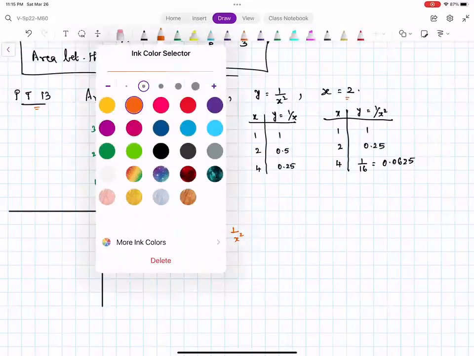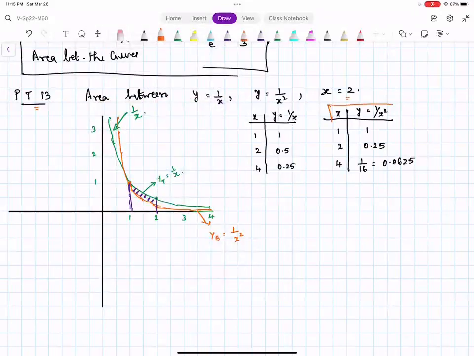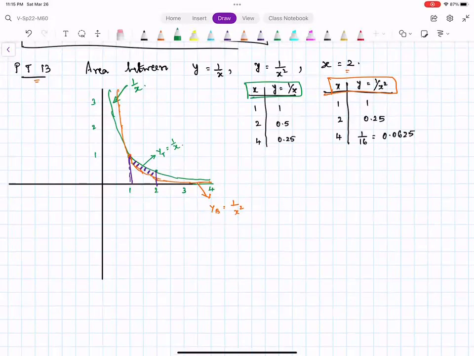And then the other graph, this is the red one, y equal to 1 over x squared. When x equal to 1, y equal to 1. When x equal to 2, y is 0.25. When x equal to 4, y is 0.0625. So this graph is done in red. And you notice that it also says it's up to x equal to 2. But we also notice that at 1, 1, it is the point of intersection for the two graphs.